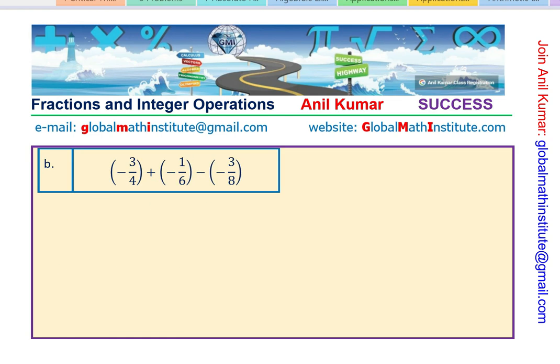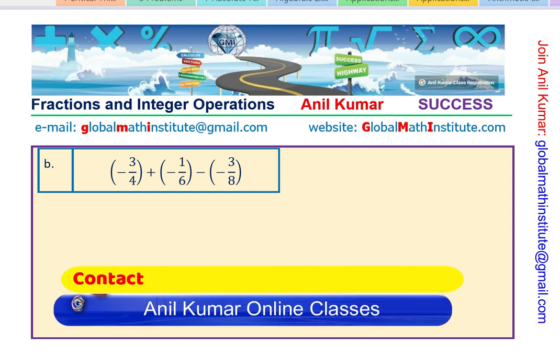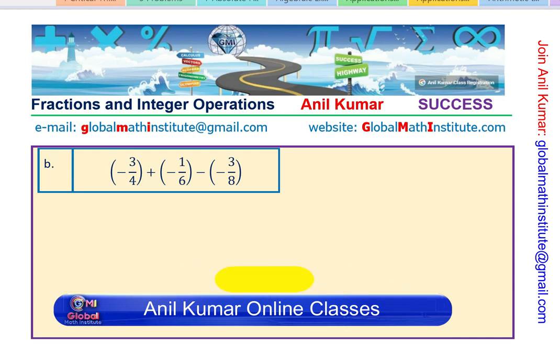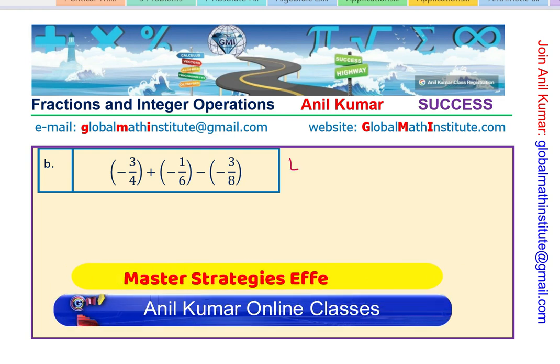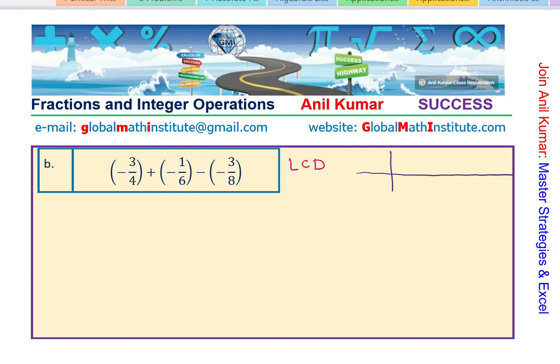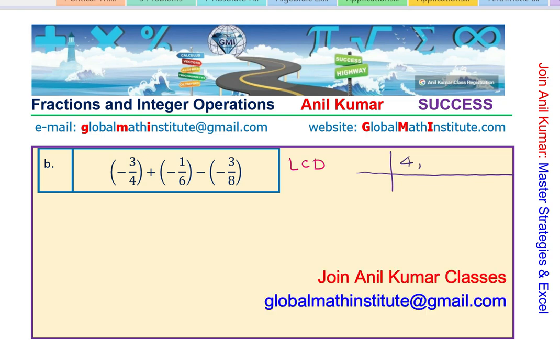In the next one, we have some positive with negative and negative signs. So once again, we have 4, 6, and 8. So what is the lowest common denominator? Well, here's an interesting technique to look into. We are working with 4, 6, and 8.